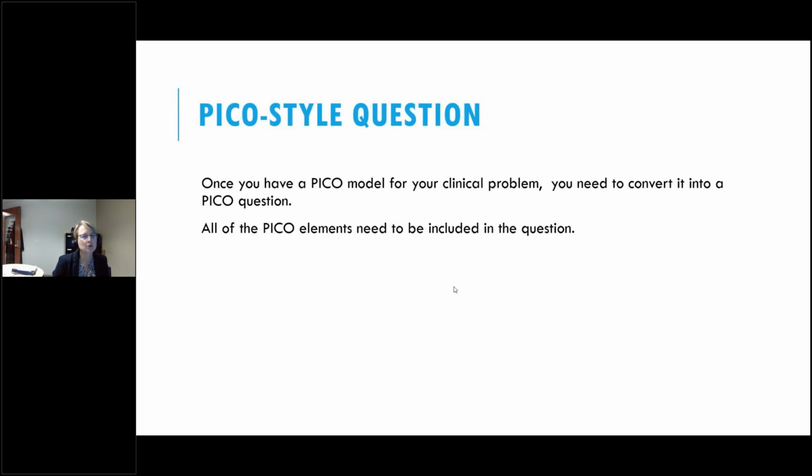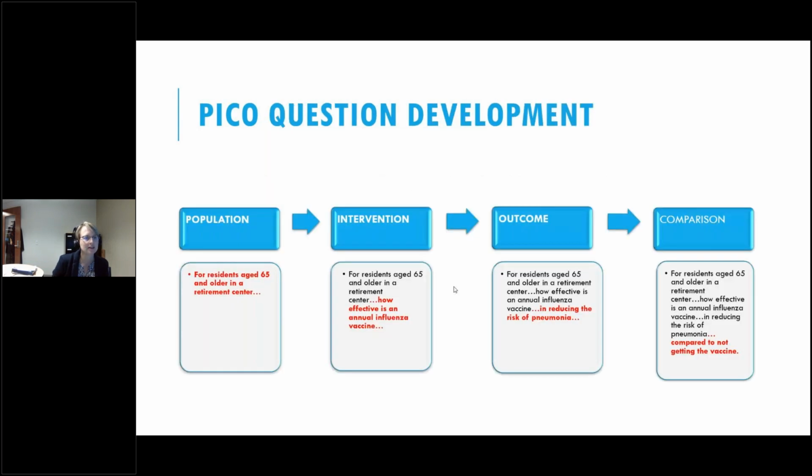So once you have your PICO, you need to condense it into a single question. And your PICO question needs to have all of the elements in a single question. So all of the PICO elements. And a good way to do that is with this format. You start with the population, you tag on the intervention, then you add in the outcome and then the comparison. So we have for residents age 65 and older in a retirement center, adding the intervention of how effective is an annual influenza vaccine, then add in the outcome in reducing the risk of pneumonia. And if you have a comparison, you just tack that on at the end, compared to not getting the vaccine.